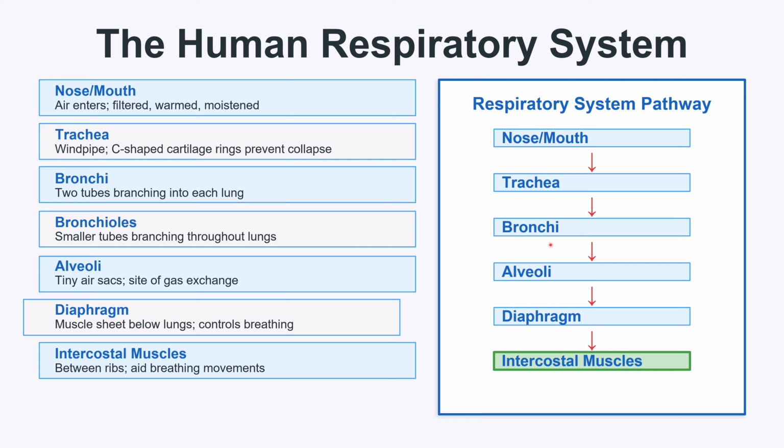Respiratory system pathway. If we are filling out the flow chart on the right side of the slide, the correct order for the air's journey is: the first is mouth and nose, trachea, bronchi, then alveoli, then diaphragm, and then intercostal muscles.